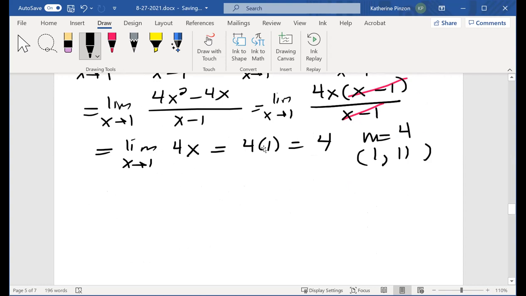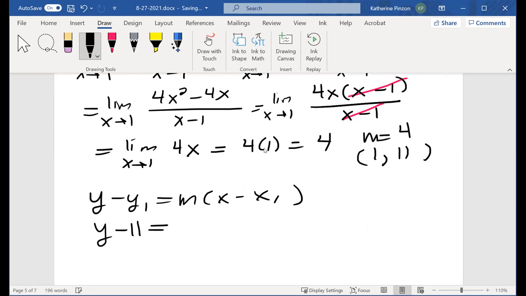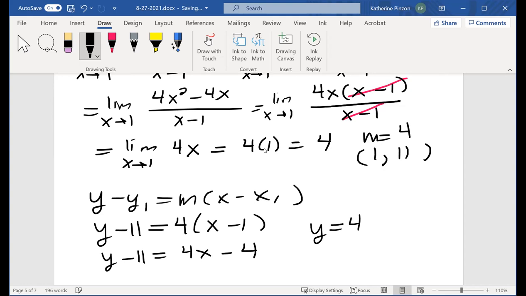So you can use point slope form. You can use y equals mx plus b form and solve for b, whatever your favorite method is. Mine's point slope, but I don't care what yours is. I'm flexible. Y minus 11 is m, 4, times x minus 1. Distribute. Add 11 to both sides. So m is 4 and b is 7.